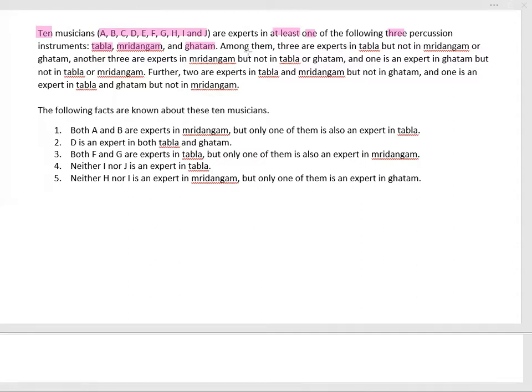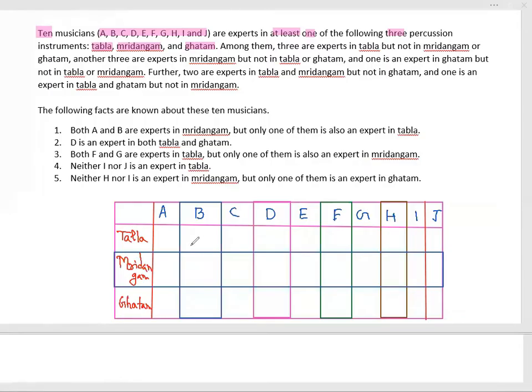Now we can see here the entire set, and the experts' combinations are given. So basically we need to form one table where we can fill in who is an expert in what. For that, first let us draw the table. Now we have generated one table with A to J as the available space. These are the 10 musicians and these are the three percussion instruments. Now, next information.